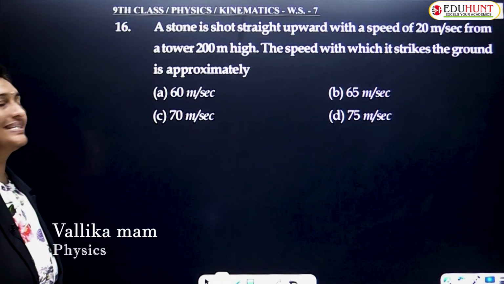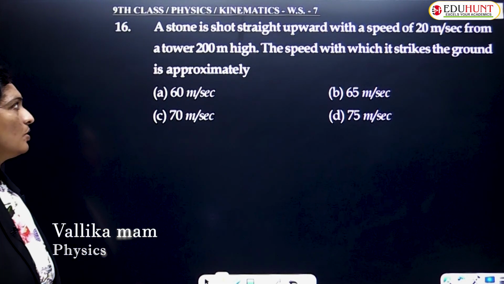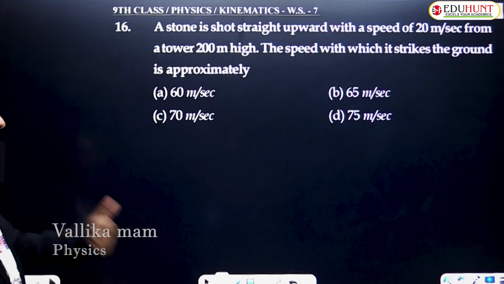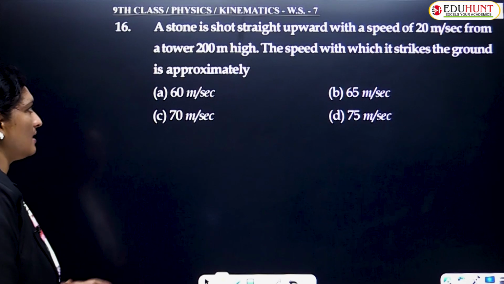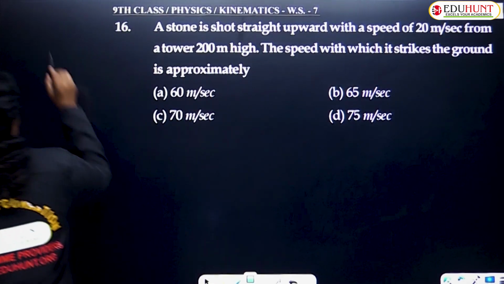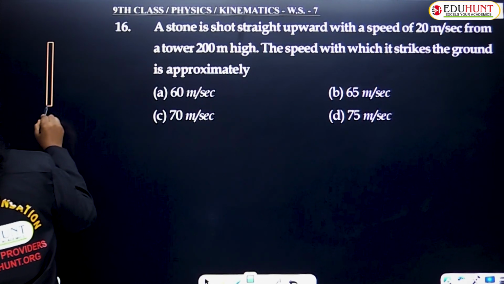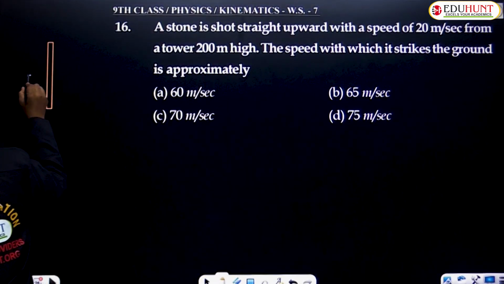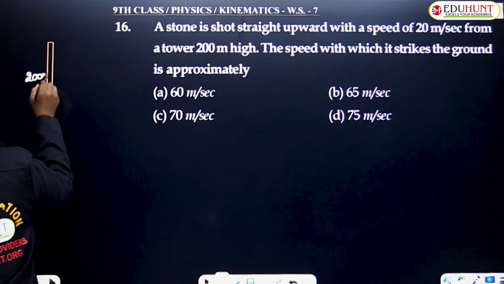So here we go, 16th question. A stone is shot straight upwards with a speed of 20 meter per second. What is the speed of the stone given 20 meter per second from a tower of 200 meter high? So you were given a tower whose height was 200 meters. The height of the tower itself was given as 200 meters.